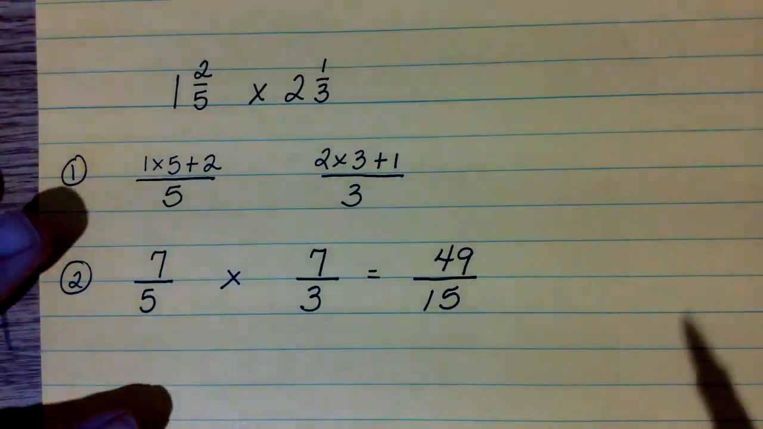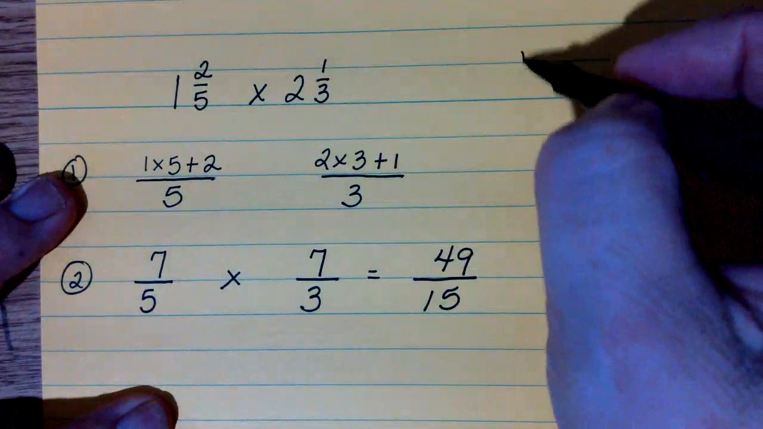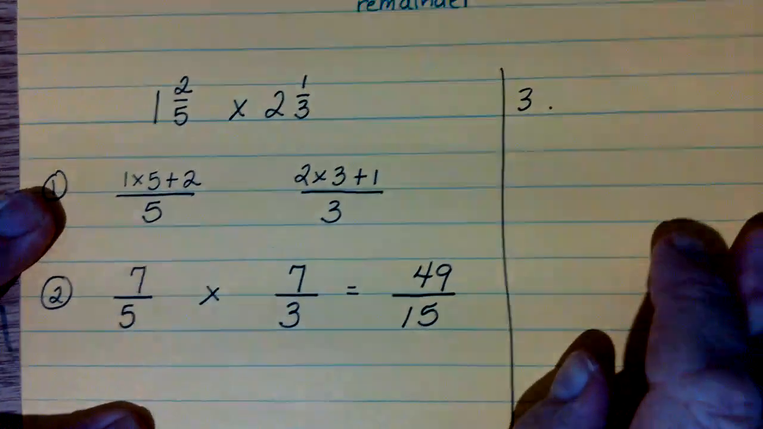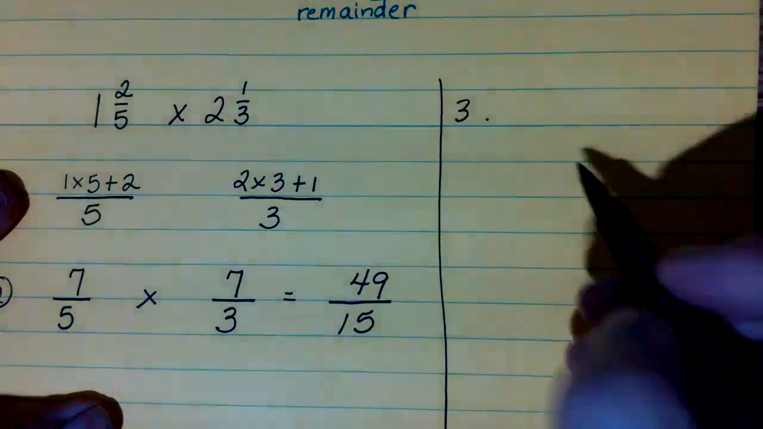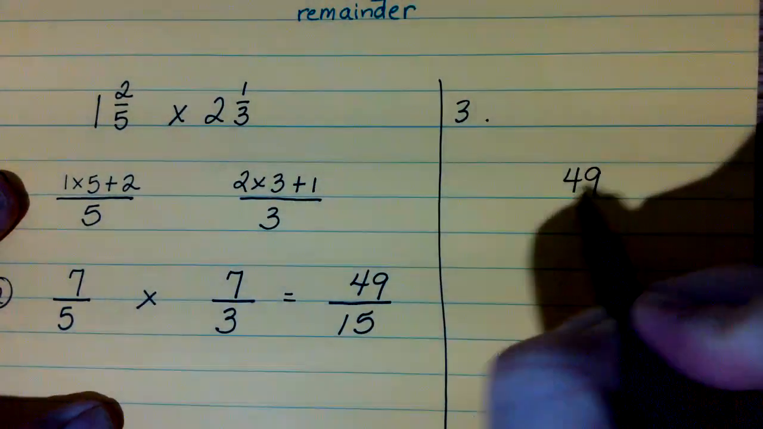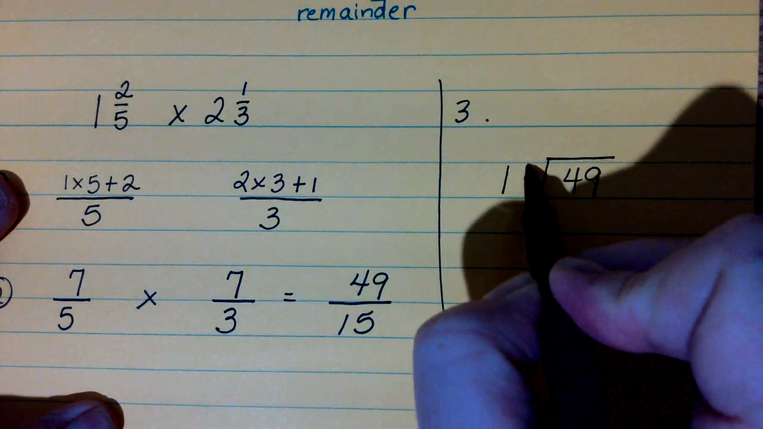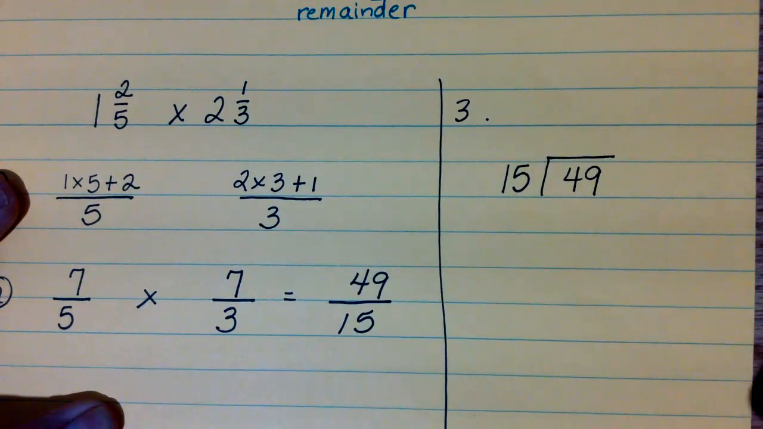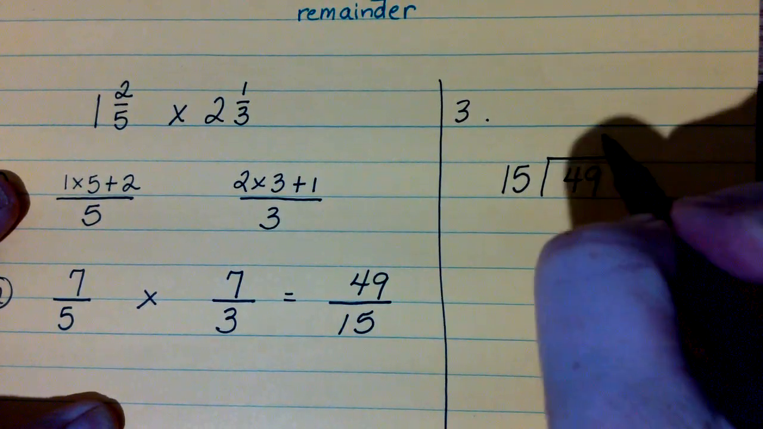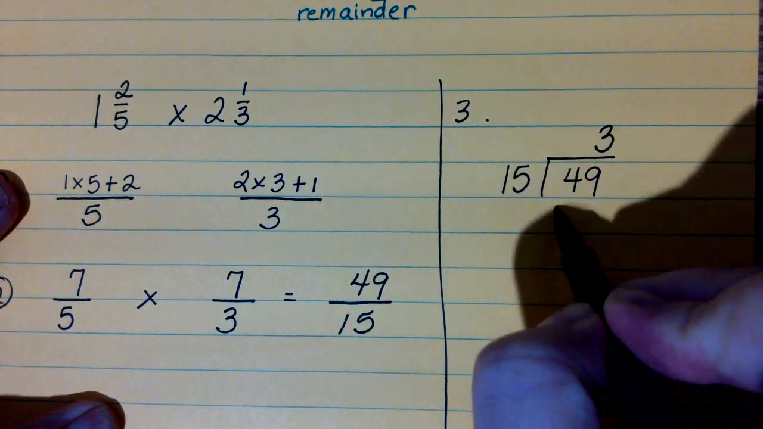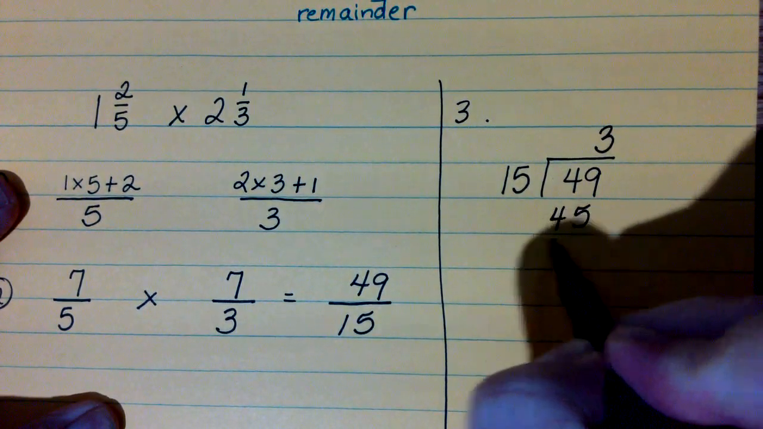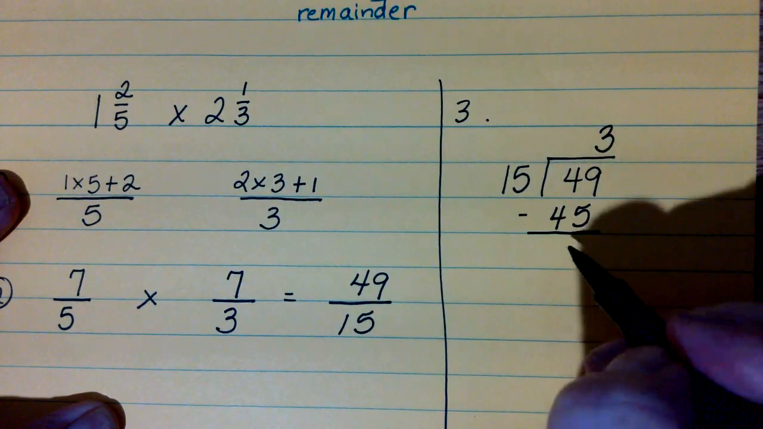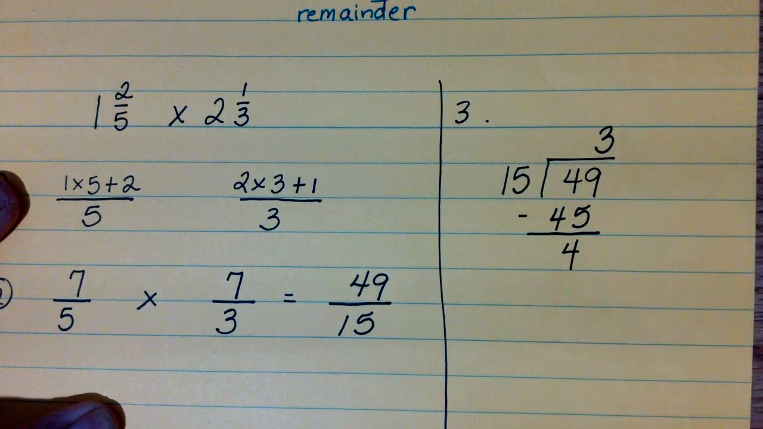So in step 3, I'm going to need a little bit more space. So I'm going to come over here and we'll do step 3 over here. And I'm going to divide 49 by 15. I know if I count by 15s, I can do 15, 30, 45, so that would be 3. 3 times 15 is 45, and then I subtract. 49 minus 45 is 4.